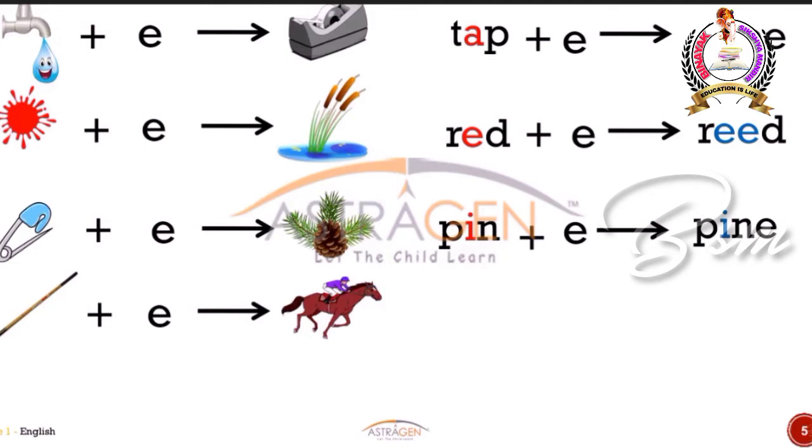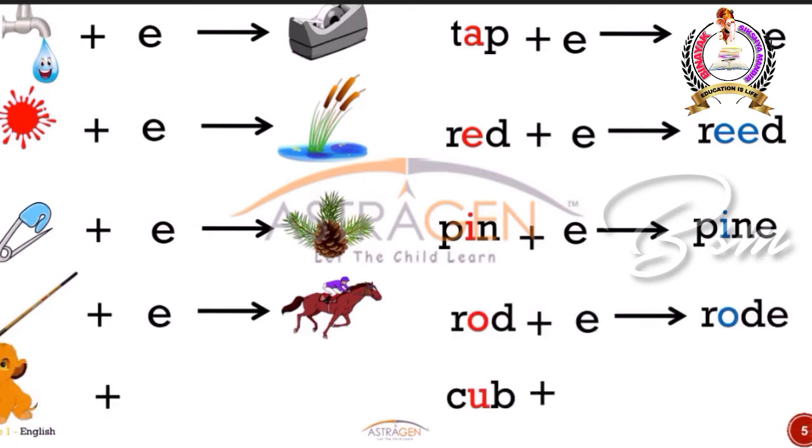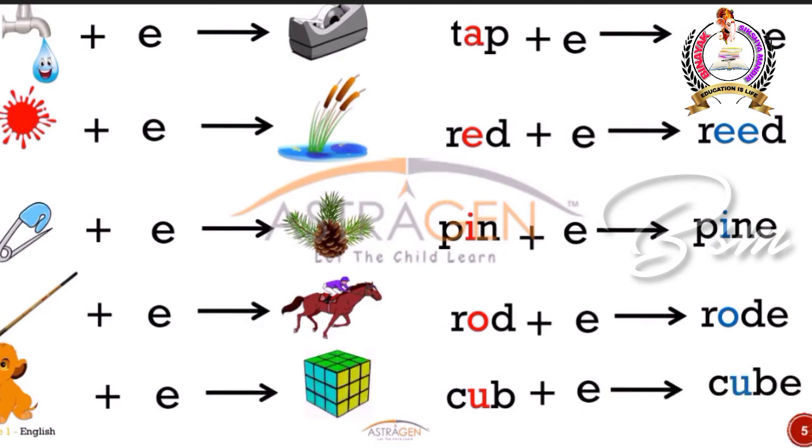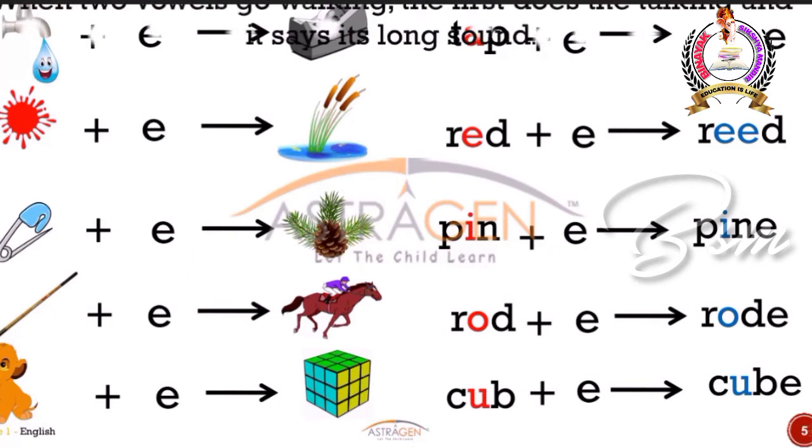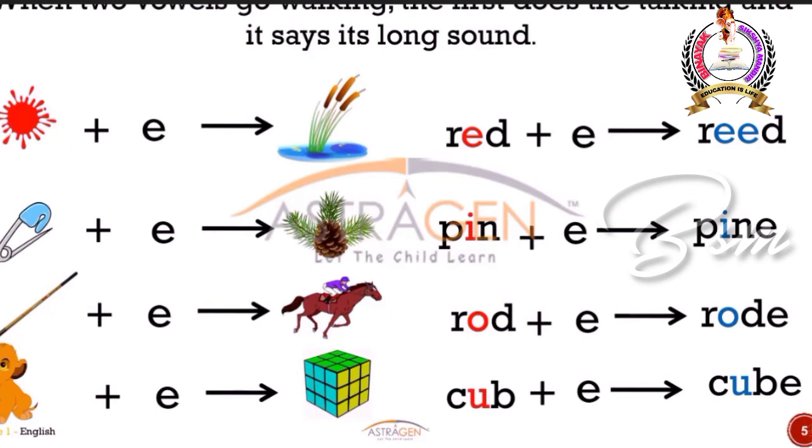It's a word that you use for an action that has happened before. If you want to ride a horse, it is ride. If you rode it yesterday, then you say rode. Got it? That's a cute cub. And when you add an E to it, you get cube. The cube you play with, the Rubik's Cube, where the cube is mixed with different colors. Every side should have the same color. Clear? So now, when two vowels go walking, the first does the talking and it says its long sound.